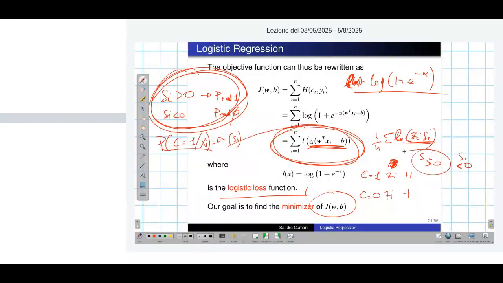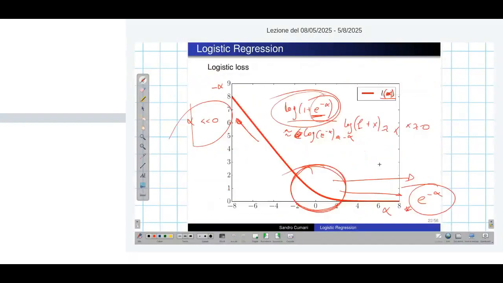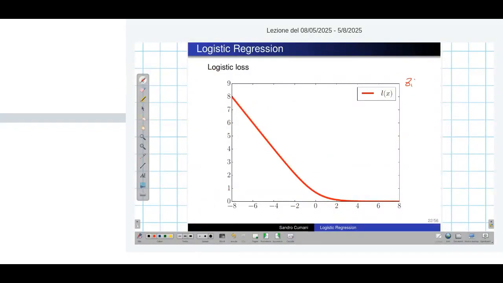What that means: Si is greater than 0 and Zi is plus 1. Let's do it again on this slide, because Zi is plus 1 and minus 1, Si greater than 0 and Si lower than 0. Again, let's draw. Actually, let's say these are the points from class red, blue, and this is W transpose X plus B equals 0. And then I have a point for which Si is greater than 0 and Zi is plus 1. Where is this point and how should I color it?